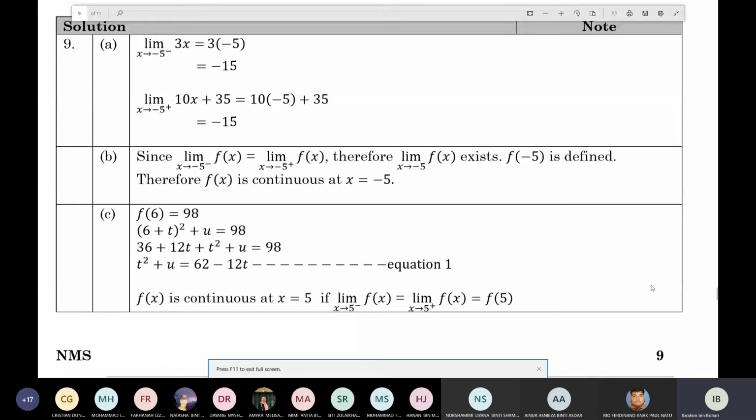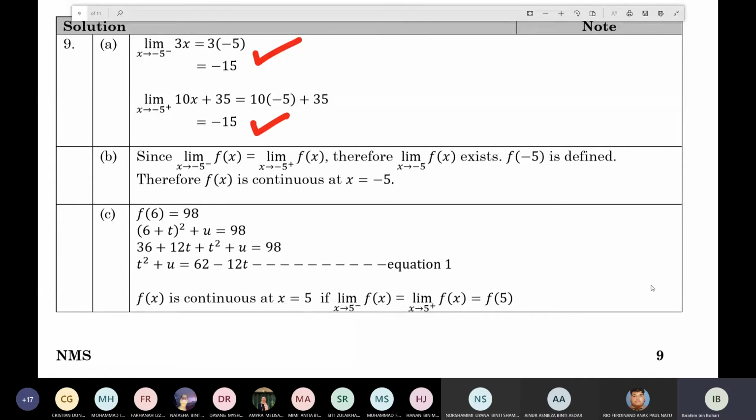Okay, question 9. Find the left hand limit and the right hand limit of the function. So the left-hand limit of the function, limit of 3x as x approaches -5 from the left. Okay, check answer: -15. And here the right-hand limit, limit of 10x plus 35, and answer here equals -15. Ini mudah saja. Yeah.